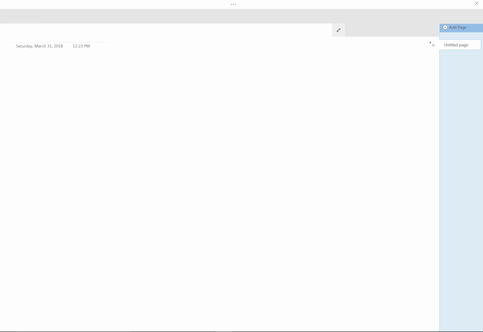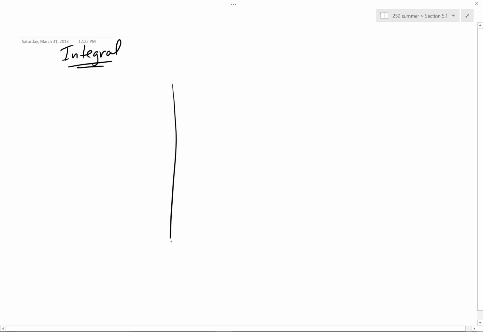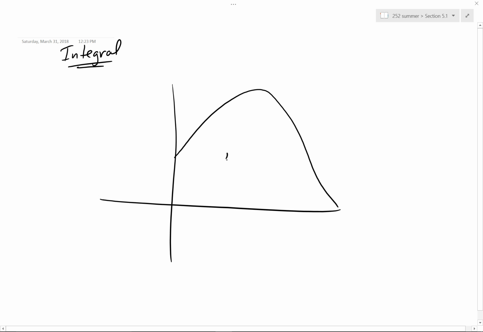Alright, so section 5.1 is all about the beginning of the integral, and the idea of what an integral does for us. So again, this is part of the how come. It's the idea of where do we use these, what do they do for us. So the integral of a function, we're trying to find the area under that function. And when we say area under, we mean between the x-axis and up to where our function is. Okay?